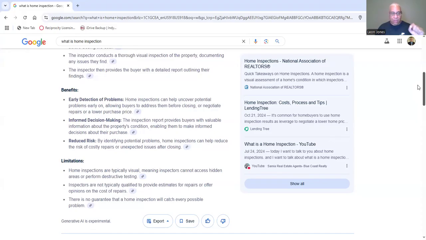Inspectors are not typically qualified to provide estimates for repairs or offer opinions on the cost of repairs. And there is no guarantee that a home inspection will catch every possible problem. Now, that is true because you also have to look at the issue with, let's say, rodents. That's part of the home inspection.